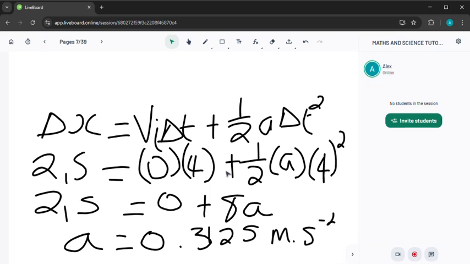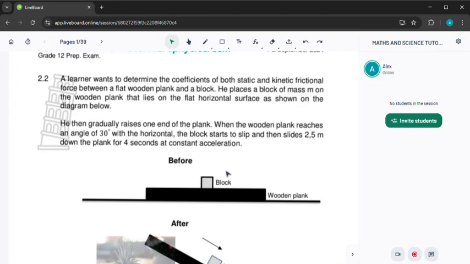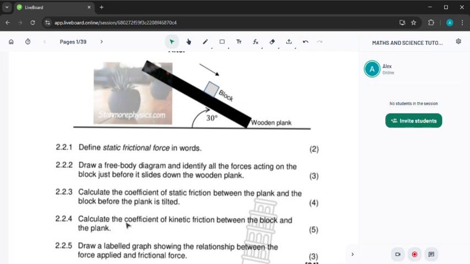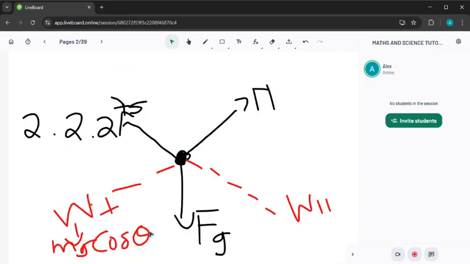That is our acceleration. Therefore, remember the question. Let's go back to the question. The question did not want acceleration, but we needed acceleration in order to find the coefficient of the kinetic frictional force, right? So we will do the same approach as 2.2.3, but now the difference is that we now have acceleration. Remember in 2.2.3 we did not have acceleration, right? So now we use our free body diagram, right? But we now have Fk instead of Fs.